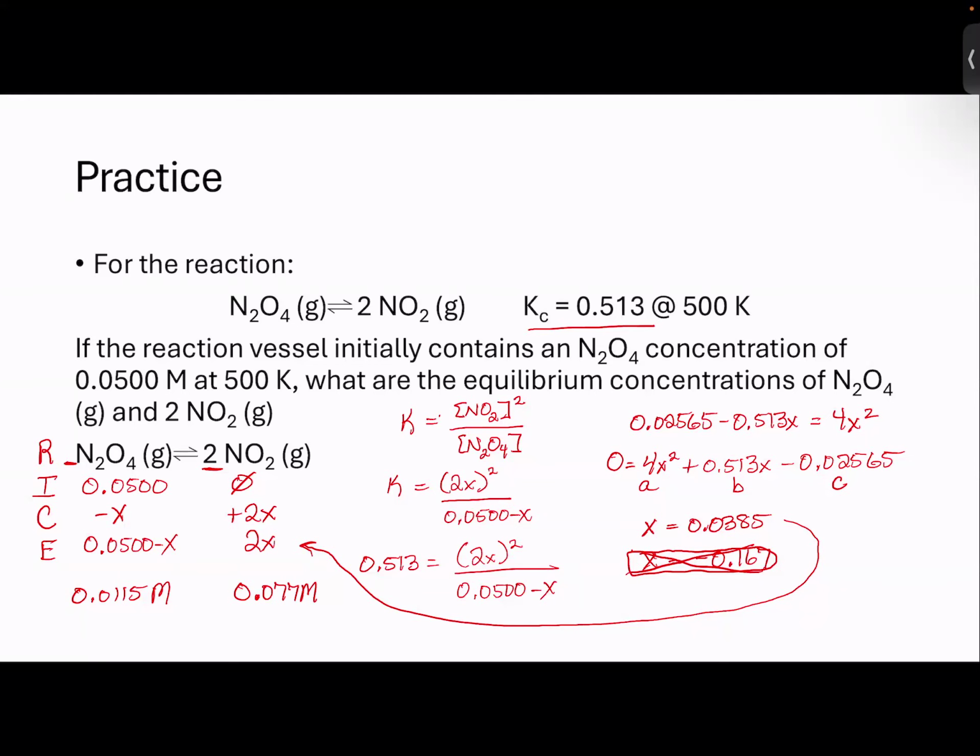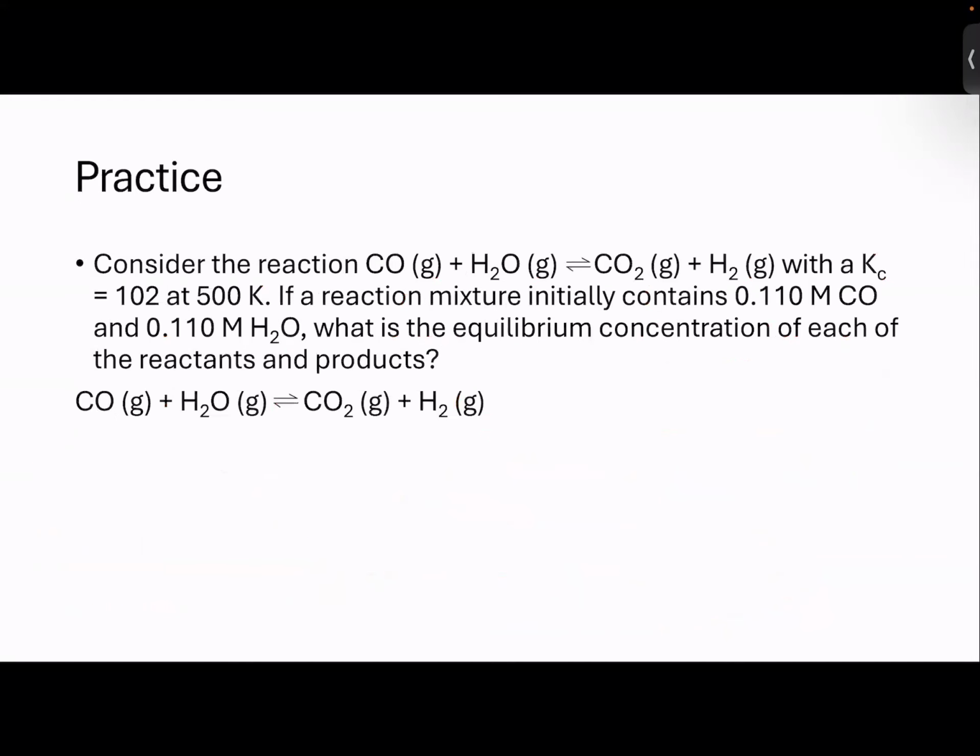Let's look at another example. Consider the reaction where carbon monoxide reacts with water to form carbon dioxide and hydrogen, with a Kc of 102 at 500 Kelvin. If a reaction mixture initially contains 0.110 molar carbon monoxide and 0.110 molar water, what is the equilibrium concentration of each of the reactants and the products?